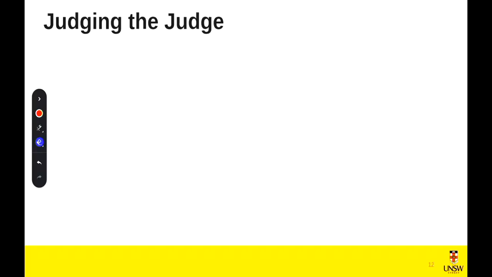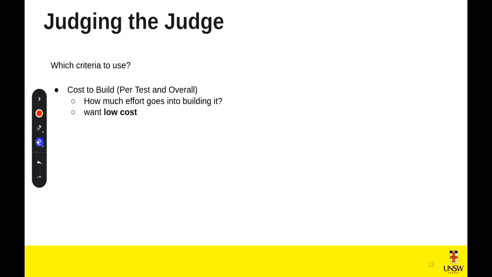So given these properties, we can come up with some metrics to judge the quality of test oracles. So we need to consider the criteria to use. The first criterion is the cost to build the test oracles, and we should consider the cost per test and overall cost. This is related to how much effort goes into building this test oracle. What we want is low cost. We want to lower the cost.